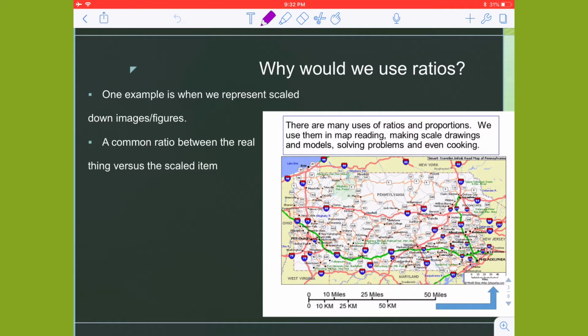And before the world of Google and just typing it on our phones, you needed a way to figure out how many miles that is. And so a scale would allow you to use a ruler to measure the distance between 2 cities, and then you could do the comparison ratio and identify how many miles are between the cities. There are many uses of ratios and proportions. Other things beyond map reading are making scale drawings and models, or solving problems, and even cooking.